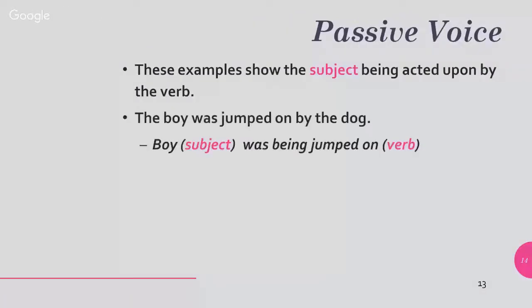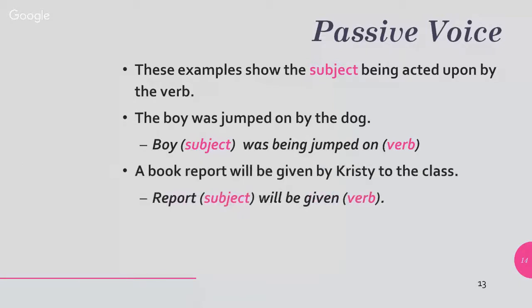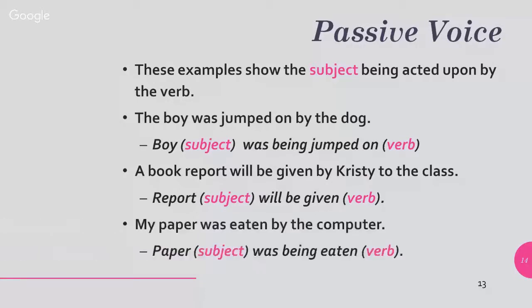The boy was jumped on by the dog. Boy is the subject, was jumped on is the verb. So the boy only receives the action. The boy is not doing the jumping. So boy is passive. A book report will be given by Christy to the class. Report is the subject, will be given is the verb. My paper was eaten by the computer. Paper is the subject, was eaten is the verb.